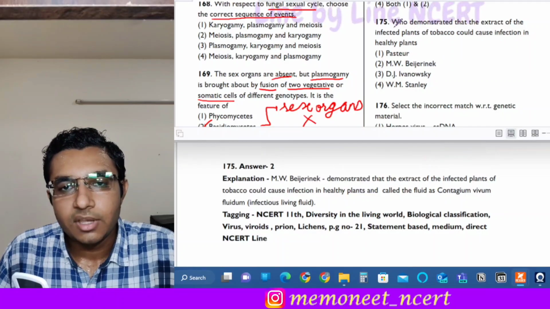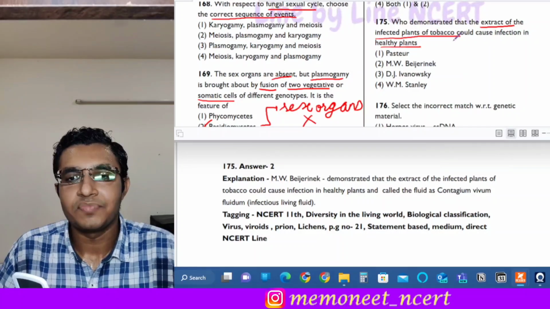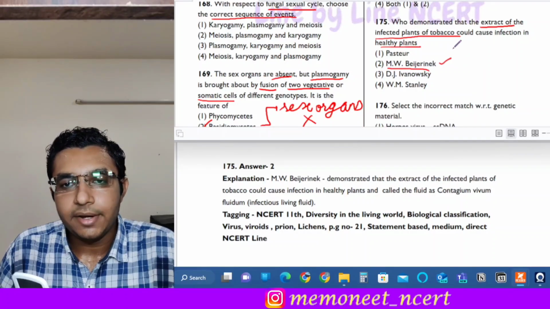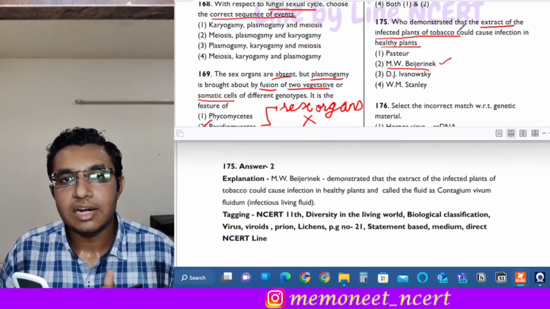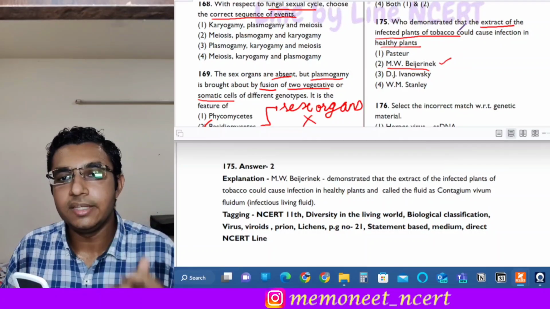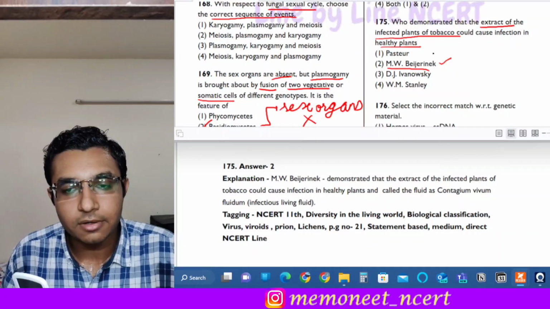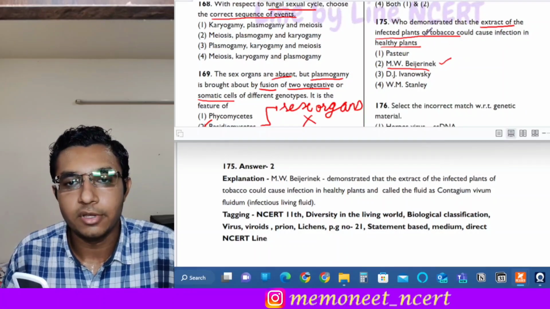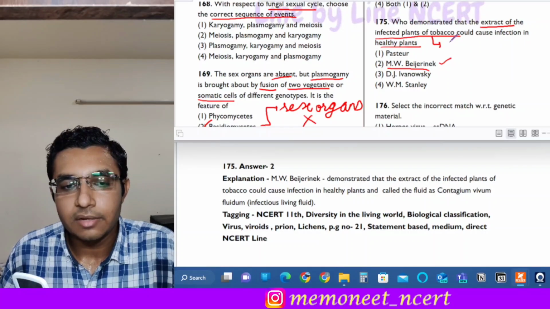It states that who demonstrated that the extract of the infected plants of tobacco could cause infection in the healthy plants. M.W. Beijerinck was the scientist who found out that when we extract the extract of infected plants of the tobacco and inject it to the healthy plants, it causes the infection in the healthy plants. And this property is called contagium vivum fluidum. So this extract of the infected plants of tobacco is called infectious living fluid.